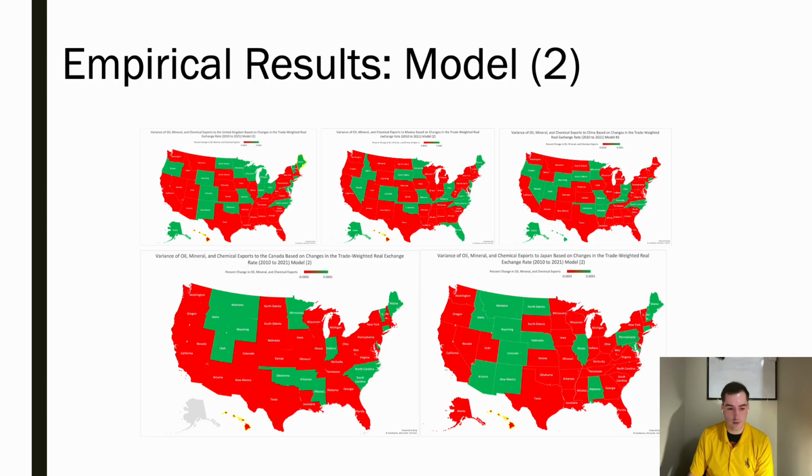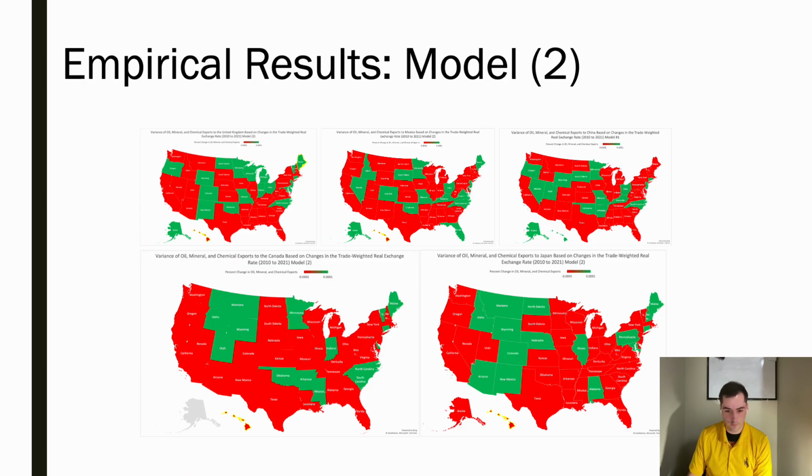The green states are where there is a positive correlation between changes in the real exchange rate and quarterly oil, mineral, and chemical products. And the red ones are where there is a negative correlation. And I outlined, it might be kind of hard to see, the statistically significant results in yellow. So looking at, in this case, the UK, it'd be Maine and Hawaii. And I just assumed p-values less than 0.05 were statistically significant.